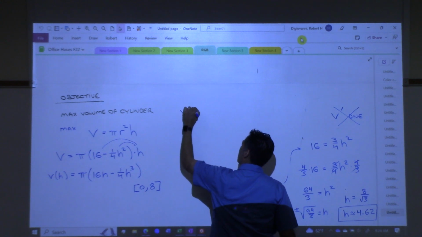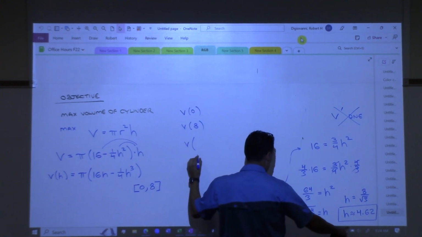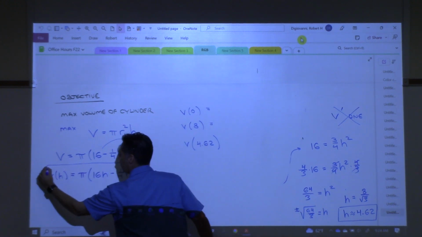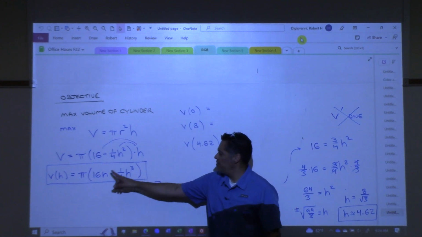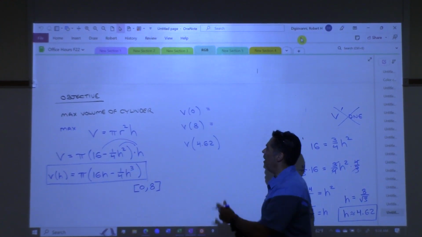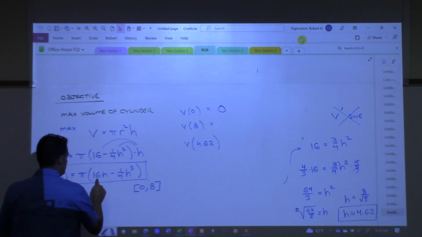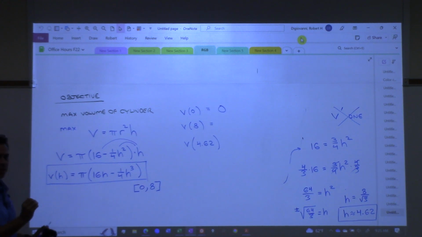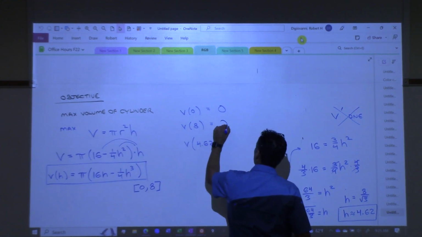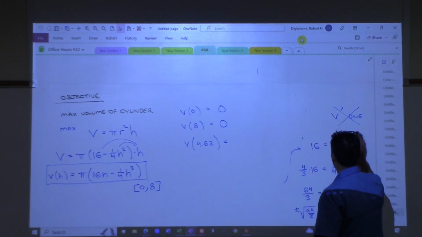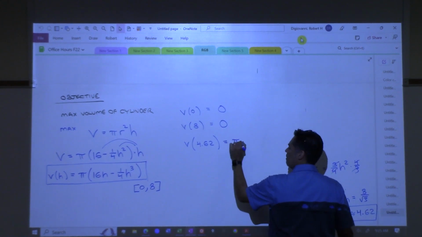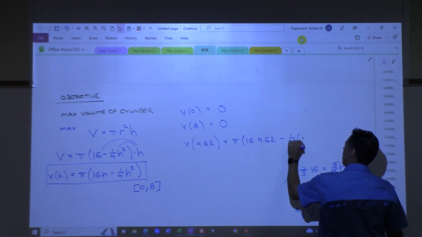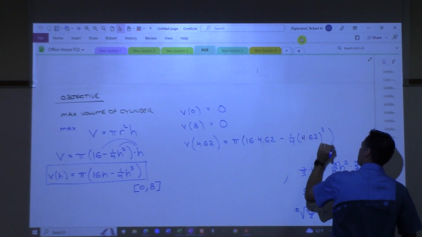So now I do the volume at 0, the volume at 8, the volume at 4.62. Here's our volume function. If you plug 0, it's pretty easy to see. 0 here kills it, 0 here kills it. That's all 0. You get 0 out. If you plug in 8, you go 16 times 8. But that's going to be exactly the same as doing 8 cubed divided by 4. These two would subtract. You would get 0 again. Okay? So 0. This one we have to do. So we're going to go pi times 16 times 4.62 minus 1/4 times 4.62 cubed. I'll do that on my calculator.